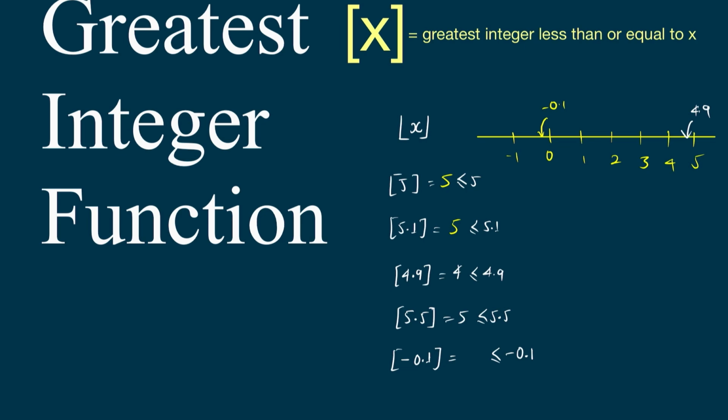Now as you can see, my answer should be less than or equal to minus 0.1. So which integer is less than or equal to minus 0.1? Yes, obviously that is minus 1. So the answer for this is minus 1. So I think you have some idea about greatest integer function.